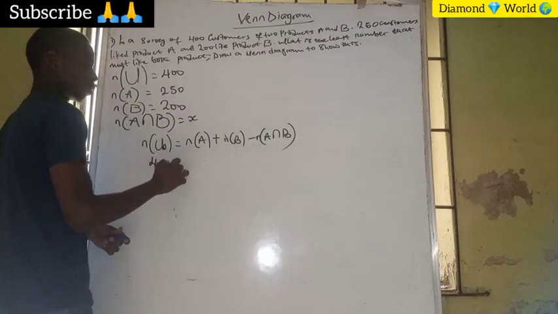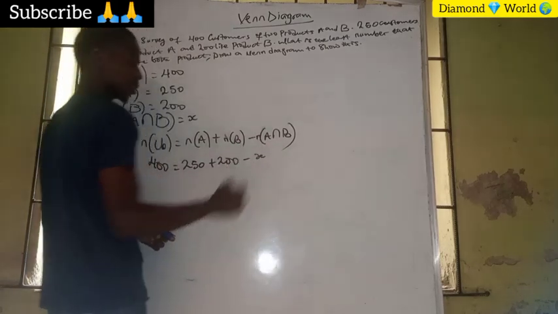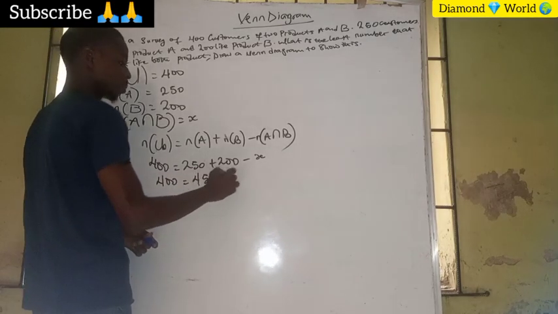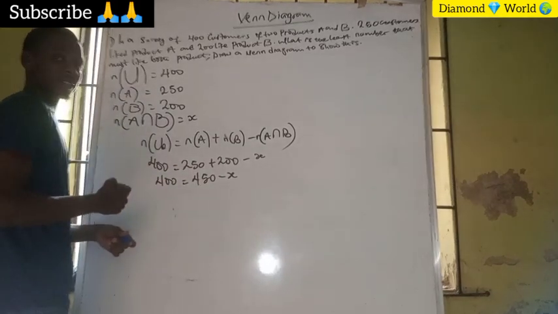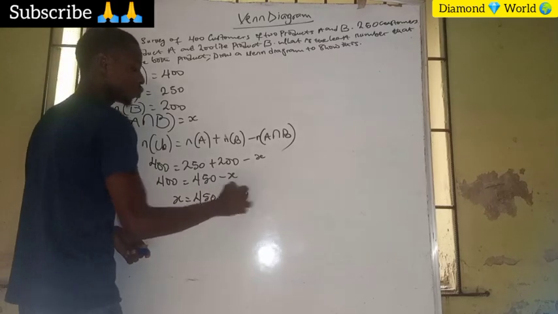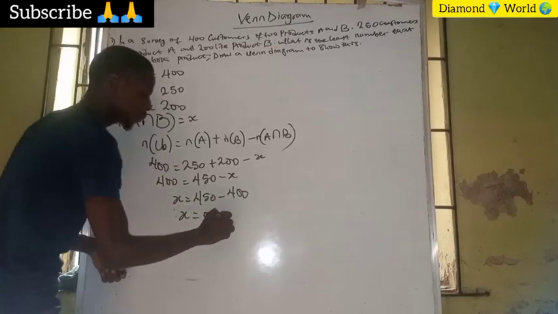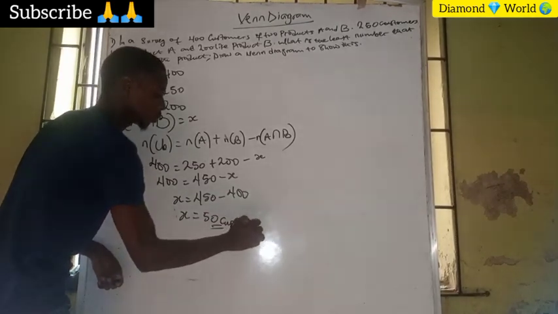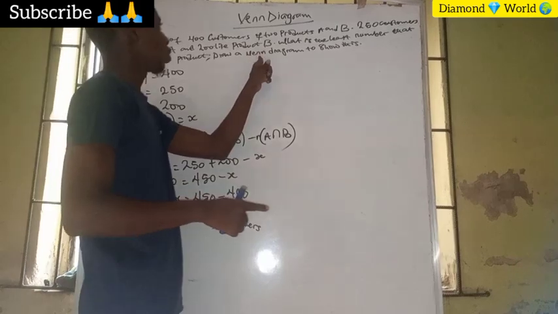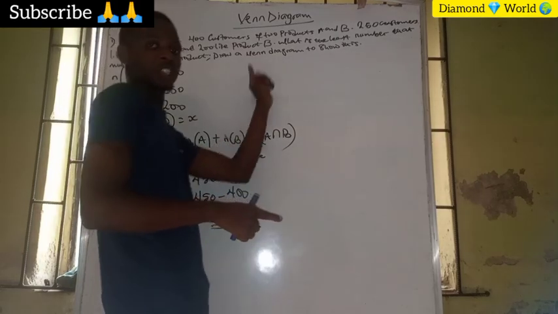That is 400 equal to 250 plus 200 minus X. 400 equal to 450 minus X. You collect like terms. We have X equal to 450 minus 400. X equal to 50. Now, 50 customers liked both your first product, which is A product, and your second product, which is B product.